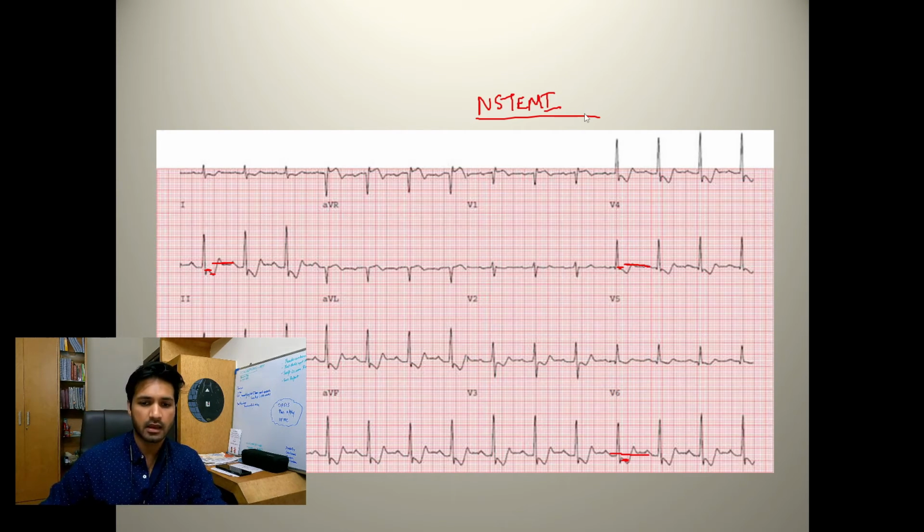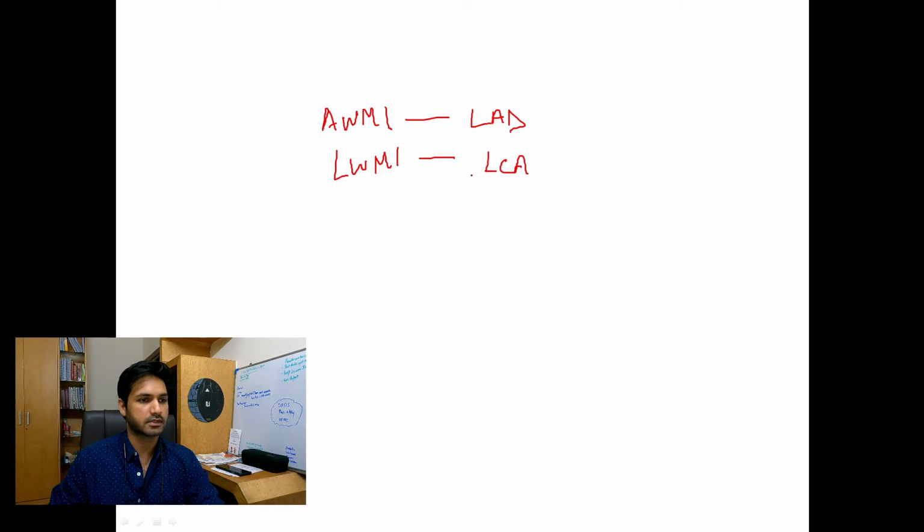All right. I just want to touch upon what are the vessels involved. So in the anterior wall MI, we have the left anterior descending. In lateral wall MI, we have the left circumflex artery. Then anterolateral wall MI, we have the left main coronary artery, and then we have inferior wall MI, in which RCA is involved.